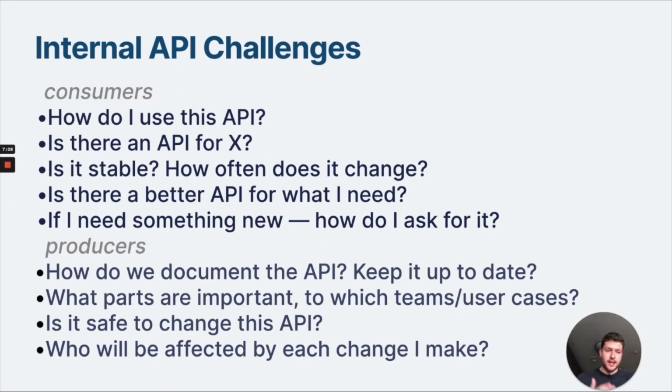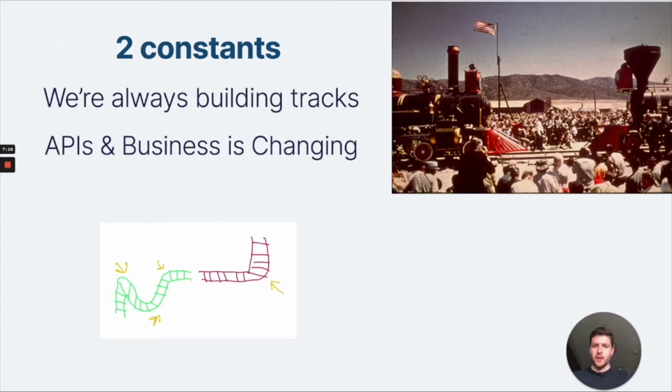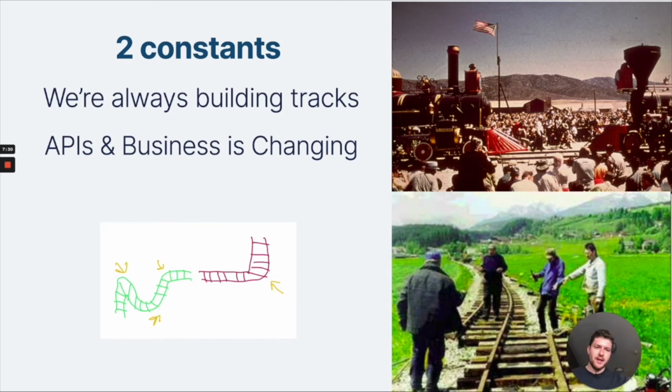We don't understand these big Death Stars in our company, which makes a lot of the decision making much more opaque and hard to do right. But there's always these two constants. We're always going to be building new tracks. There are always new features and new deliverables and new things we have to work on. And the APIs and the business that we're building them for are always going to be changing. So the fact that the tracks ever meet up in the middle is the miracle. The fact that the world currently exists and all the APIs are not broken is a miracle.